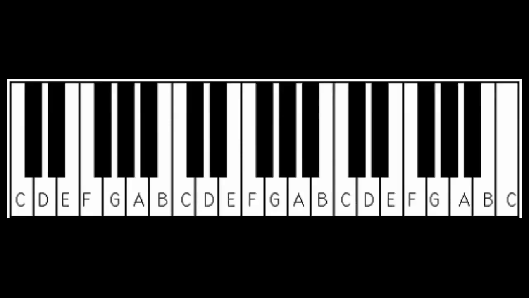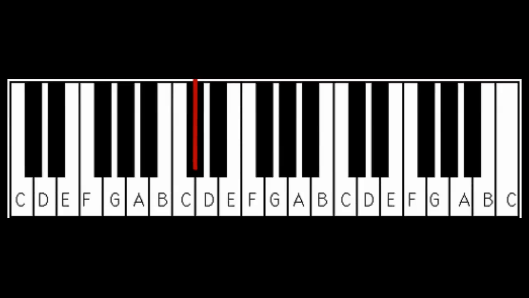Now we know the names of the white notes, it's really easy to name the black keys. Each black key has 2 names, and that's because each black key can be a sharp note, and each black key can also be a flat note. If we want to know the name of this black note, we need to know which keys are next to it. We can see to the left of it that this is a C, and that means that this black note is a C sharp.